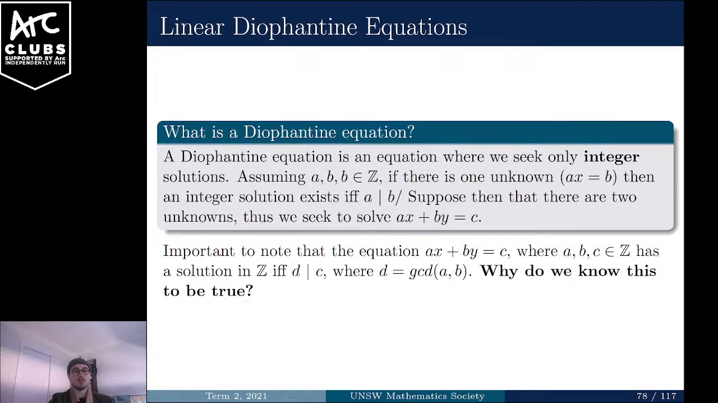What is a Diophantine equation? A Diophantine equation is an equation where we seek only integer solutions. So these are a special case, quite an interesting case, I think. This is talking about different cases of them. Important to note that the equation ax plus by equals c, where a, b, and c are integers, has a solution if and only if d divides c, where d is the GCD of a and b. So why do we know this to be true? Have a think about that. There's some stuff we talked about before that explains why that's true.